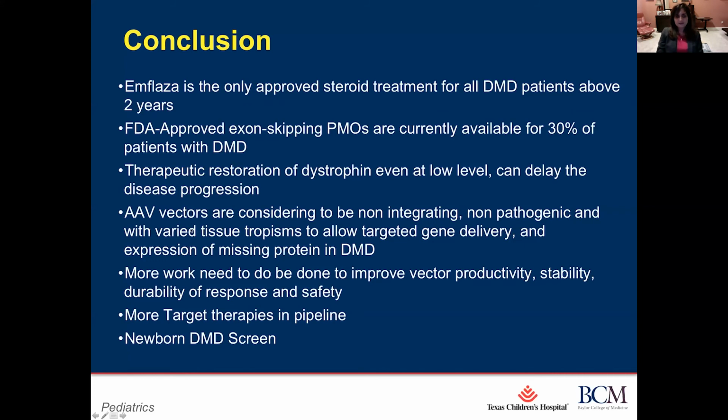And we know that the AAV vectors are non-integrating, non-pathogenic, and allow targeted gene delivery. But we still need more work to improve the vector productivity, stability, durability of response, and safety. There are so many different targeted therapies in the pipeline. And we are working on newborn screening because we want to diagnose these patients before they develop significant muscle damage, fibrosis and scarring, so they will have a better response to treatment.